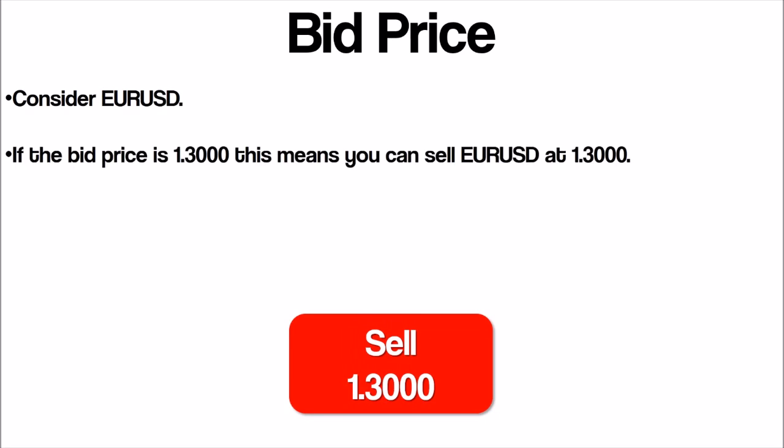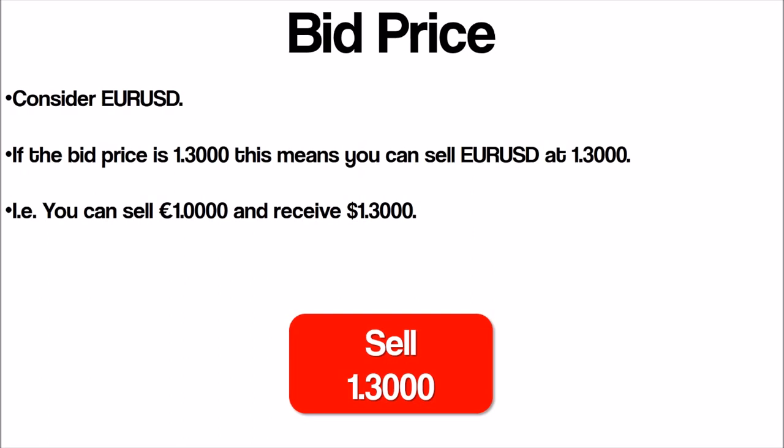Let's say the bid price is 1.3, and this is the price on the left hand side. What this means is that you can sell euro-dollar at 1.3, i.e. you can sell €1 and receive $1.3. And like I said, this is always quoted on the left hand side of a two-way price.